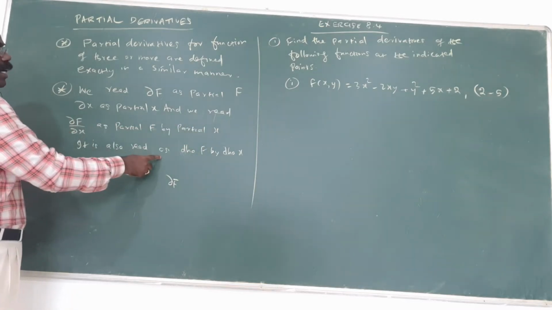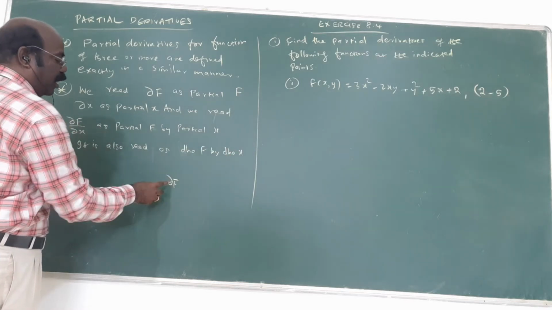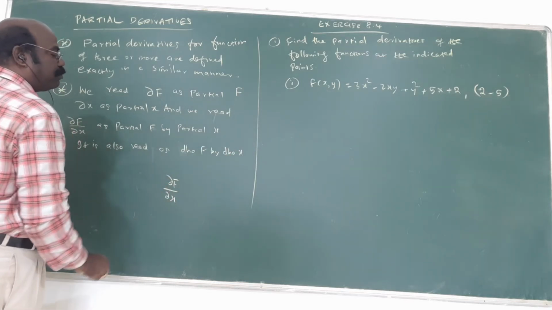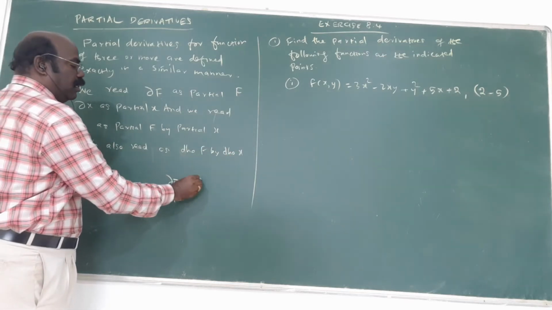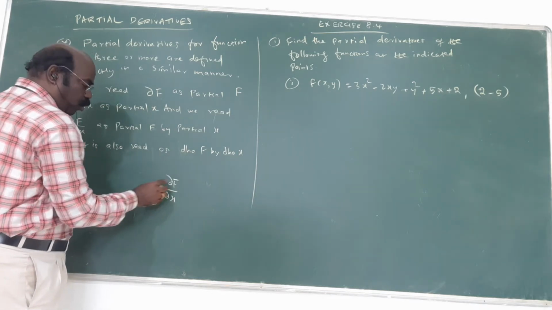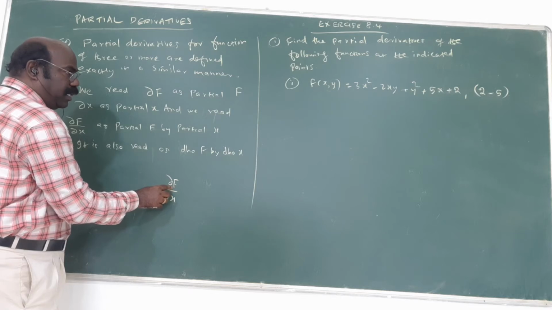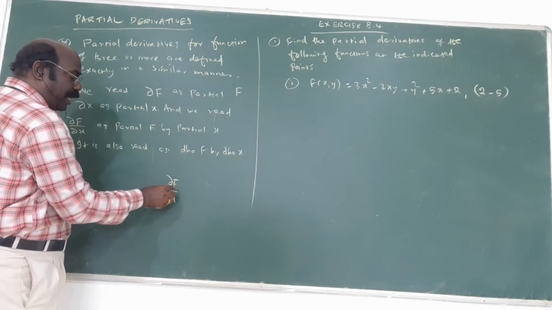It is also read as del f by del x. That is what? Del f by del x. We read it as del f by del x. That means partially differentiating this f with respect to x.